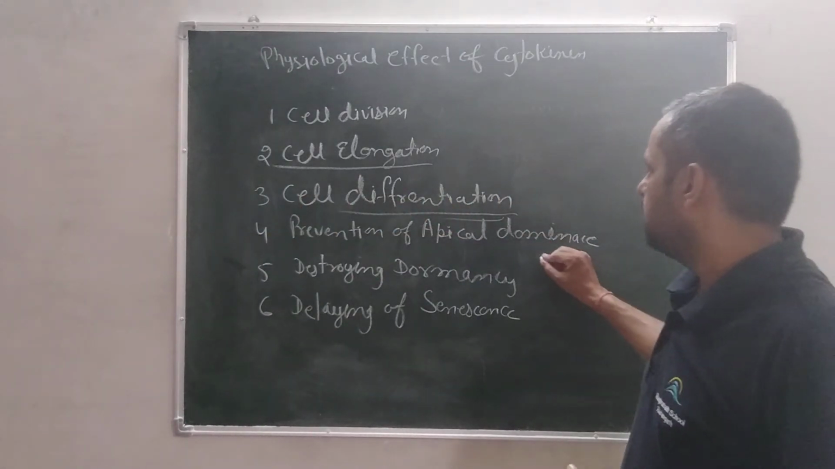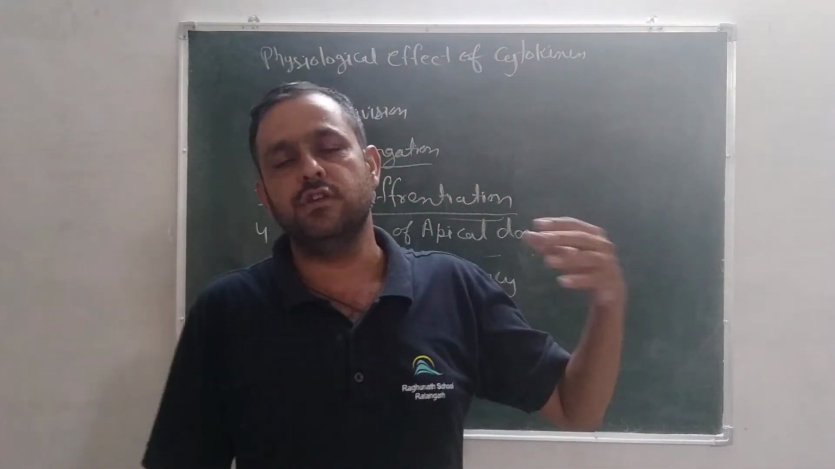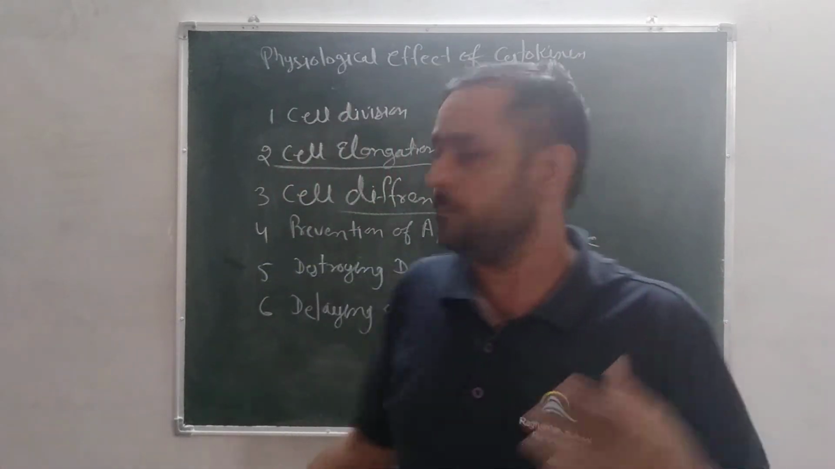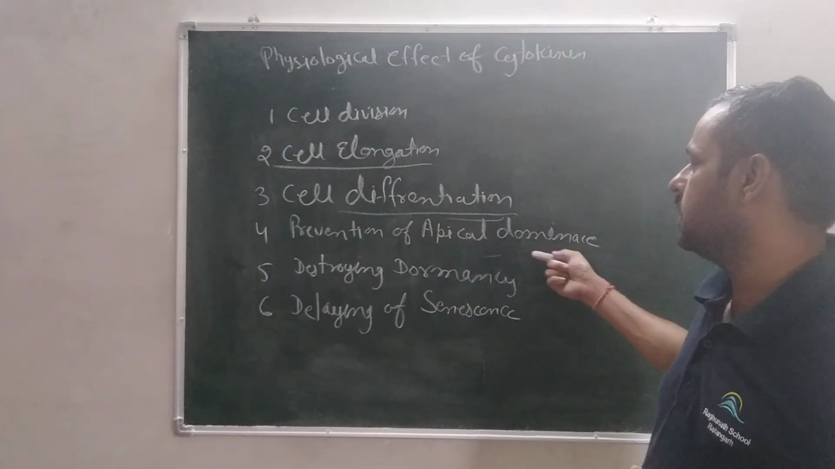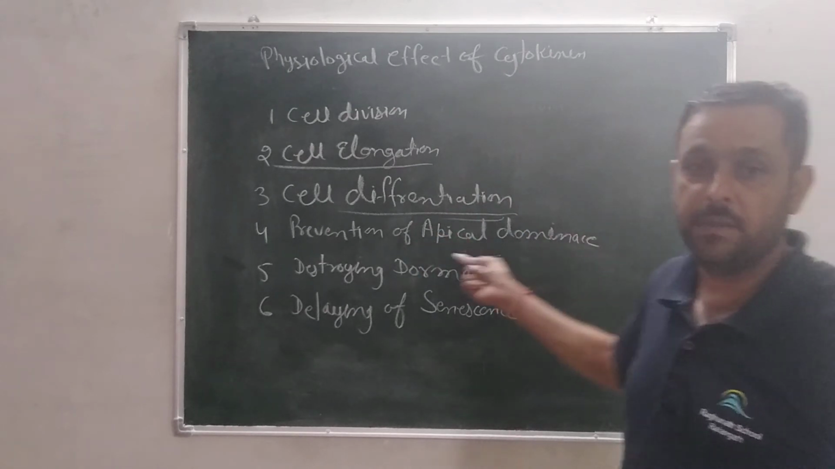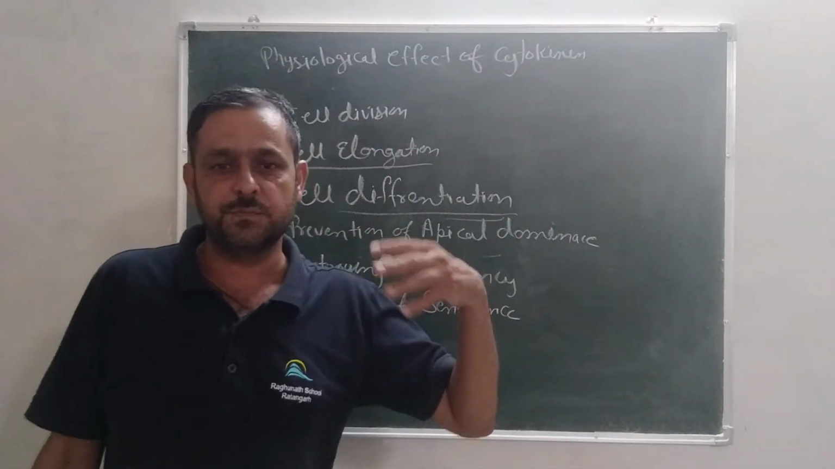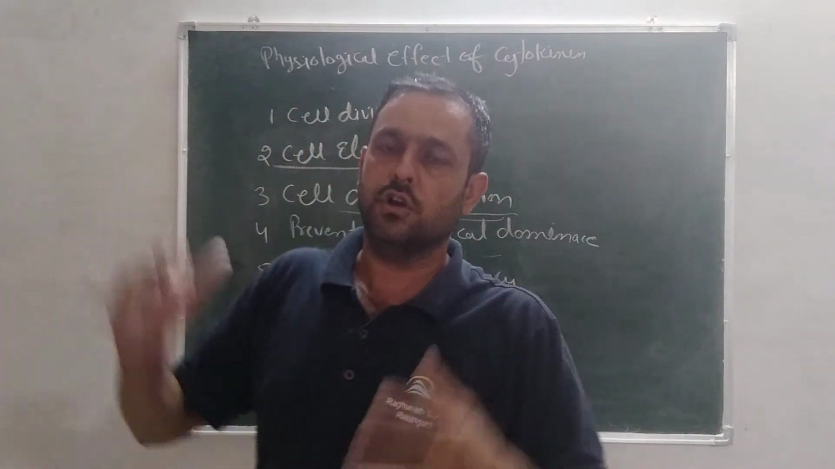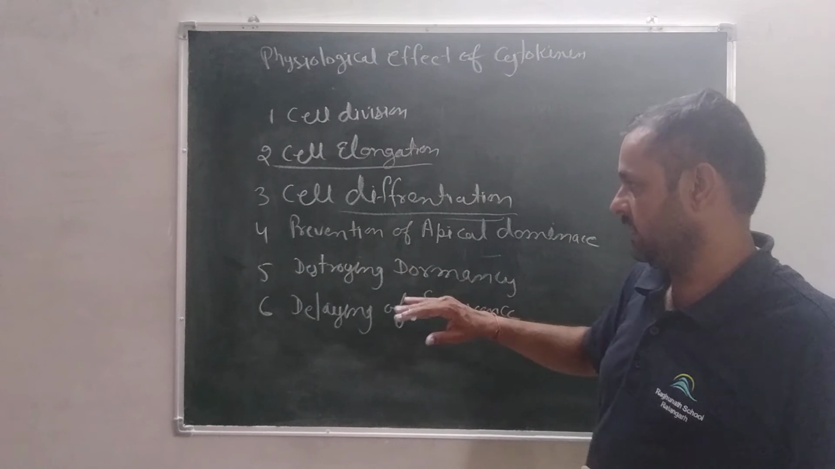Now fourth, prevention of apical dominance. As we saw in the physiological effects of auxin, auxin can promote apical dominance, but cytokinin prevents apical dominance. Apical dominance is stopped by spraying cytokinin, and lateral buds begin to grow. So the apical dominance is prevented.